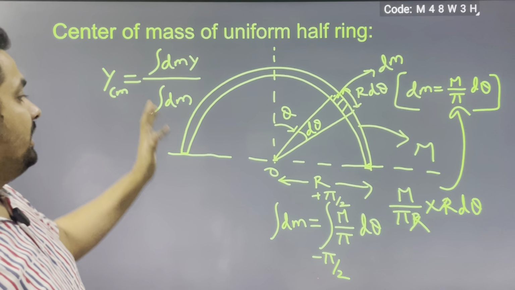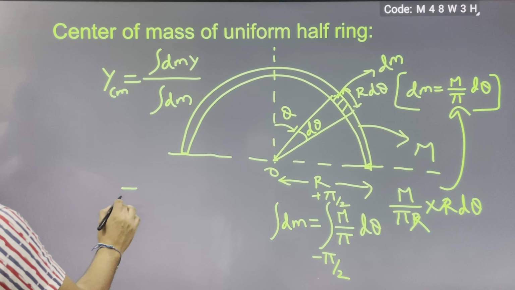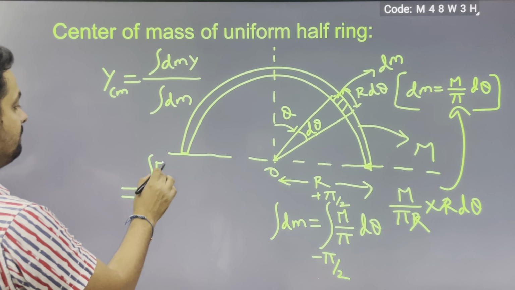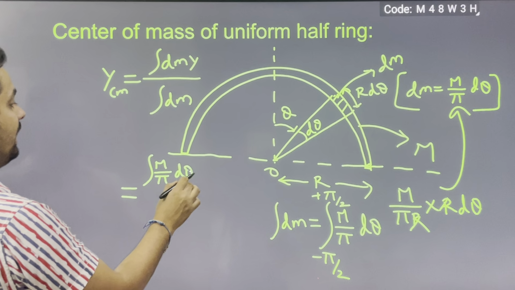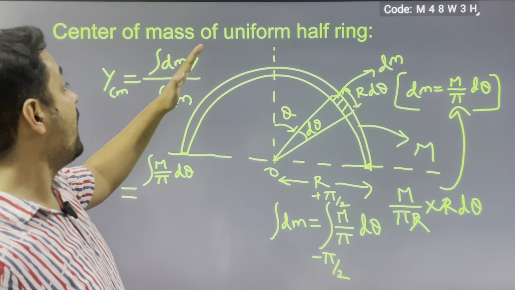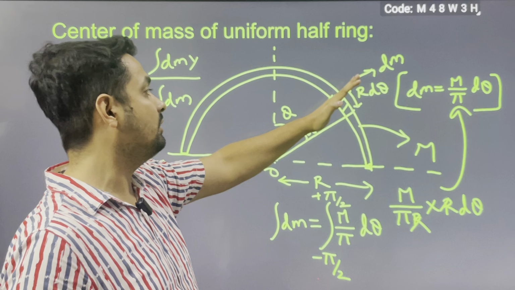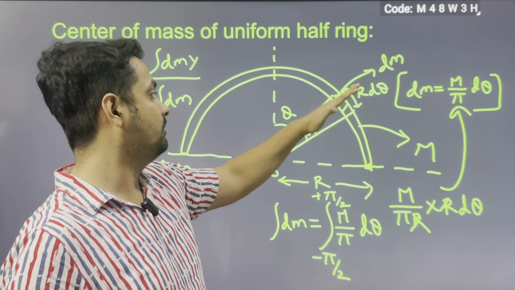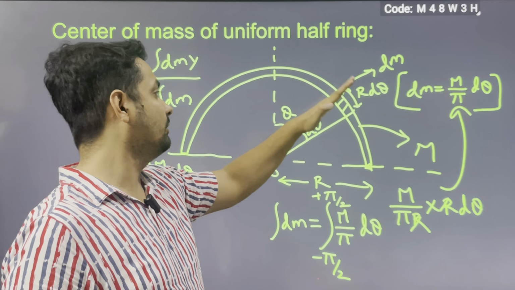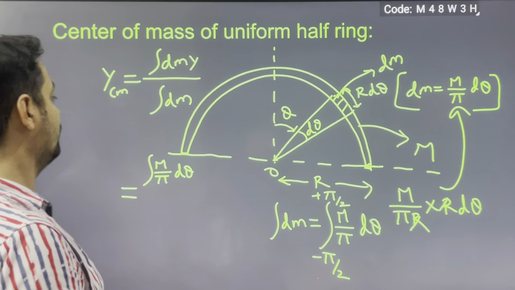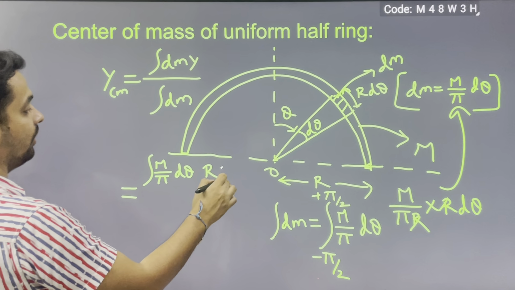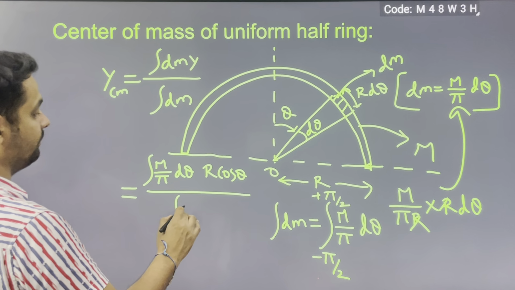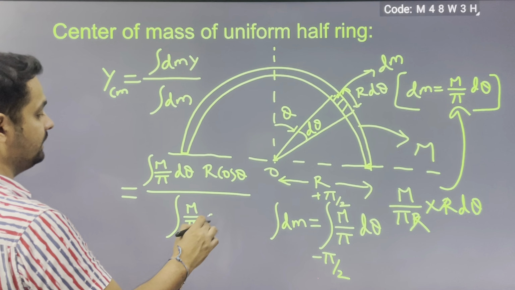Now we will use this formula and solve this. So I can write it as an integration of y dm divided by integration of dm, and dm, as I told you, is m by pi d theta. And what is the y here? Here y is the y coordinate of dm. So dm is here. What is the y coordinate of this? This is the r radius from here, so along the y axis this is r cos theta. So what can I write about the y coordinate? Integration of r cos theta times m by pi d theta, divided by the same integration of dm, that is m by pi d theta.